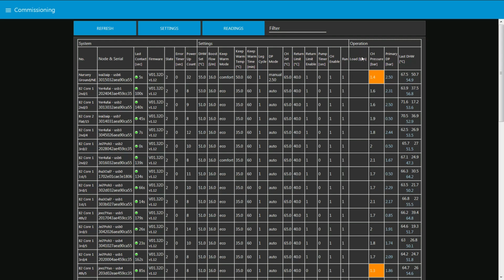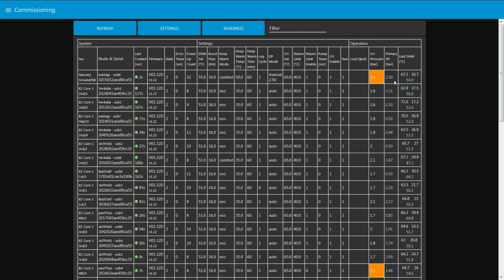Under the operational heading, we have the current loads on the network. We have the central heating pressure in each property. This first one is showing a warning. The warnings come on when the pressure drops below 1.5 bar, and this will turn into an alarm when the system reaches 1 bar.